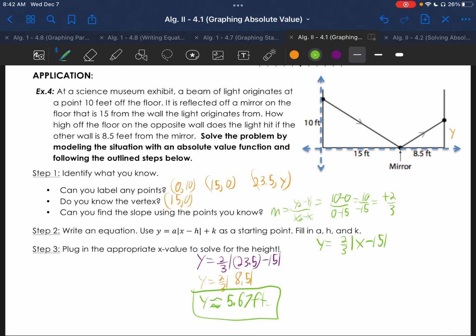So we use the points it gave in order to make sure that, hey, we can write an equation by finding the slope and the vertex. So if you know the slope and the vertex, you can find the equation. Then we were able to plug in whatever x value we wanted to figure out a y value.